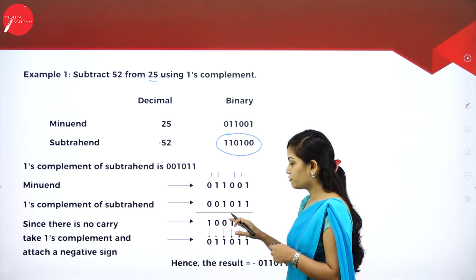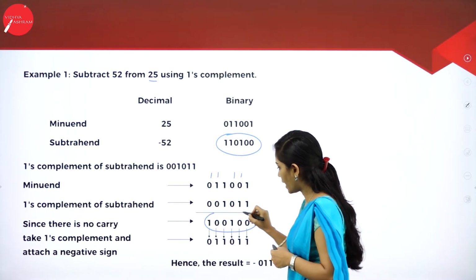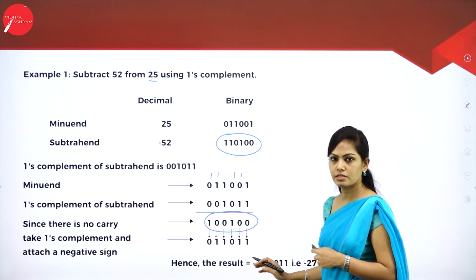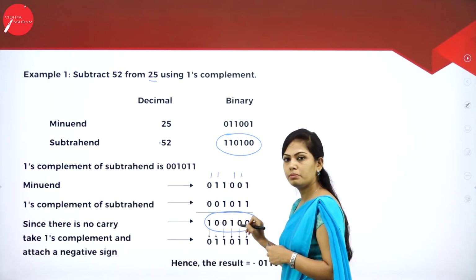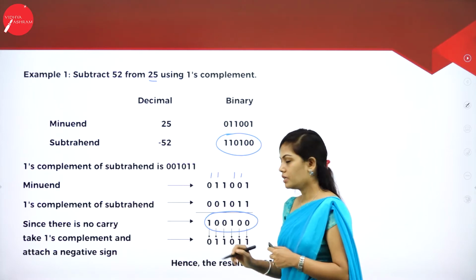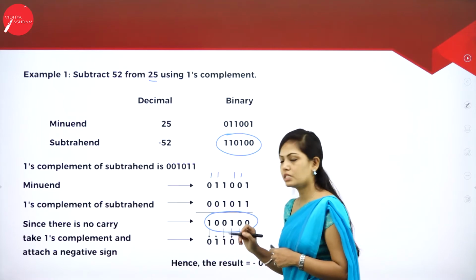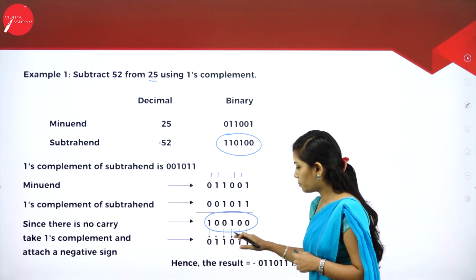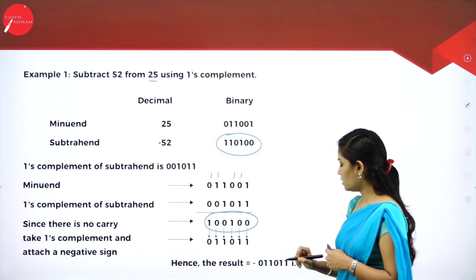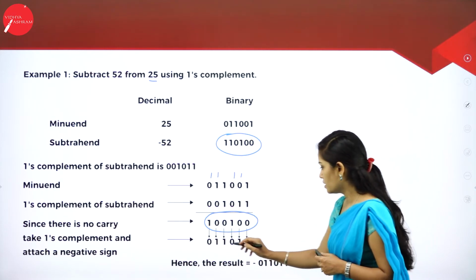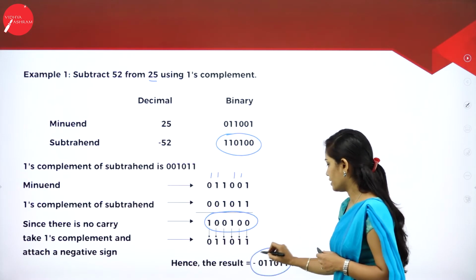0 is 1. If there is no carry generated, you recomplement this answer and you will get the final difference, and put a negative symbol in front of the answer. Again you recomplement, which means again take the ones complement: 0 to 1, 0 to 1, 1 to 0, 0 to 1, 0 to 1, 1 to 0. This is your recomplement final value. For this final value, put a negative symbol. This is your final difference. So, minus 0, 1, 1, 0, 1, 1. This is your final answer.